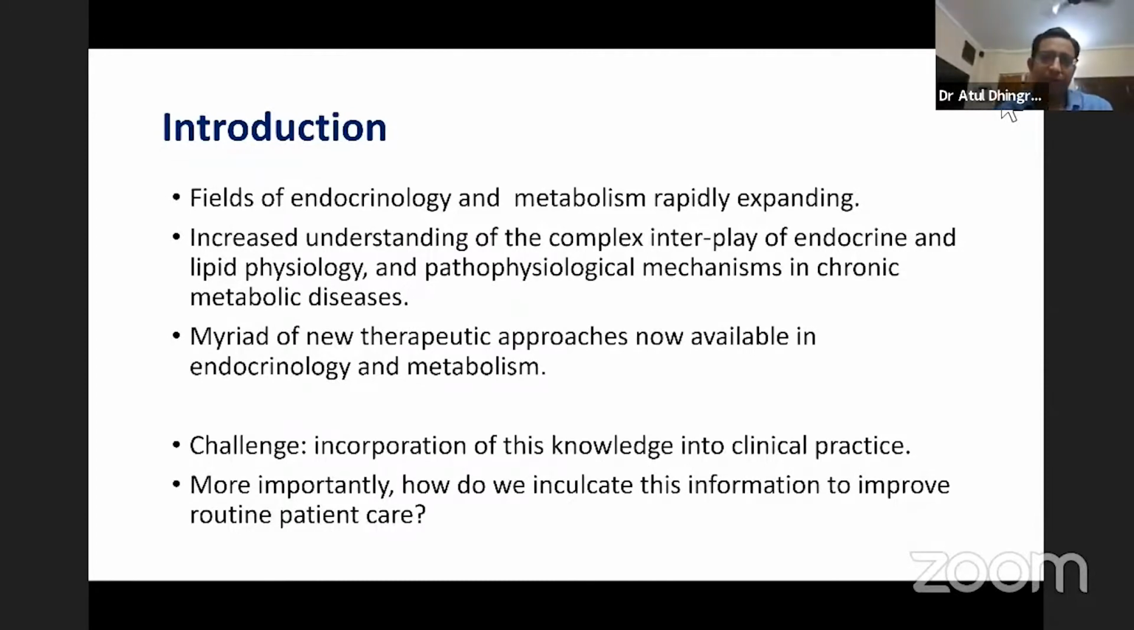If we talk about lipid metabolism, we now understand that the fields of endocrinology and metabolism are rapidly expanding, especially in this post-COVID world, when we know that COVID is going to affect the metabolism in such a way that various hormones are going to change, and the number of patients with diabetes with dyslipidemia are going to increase. So there is a complex interplay of endocrine hormones and lipid physiology.